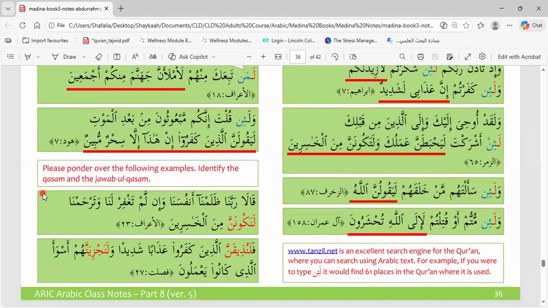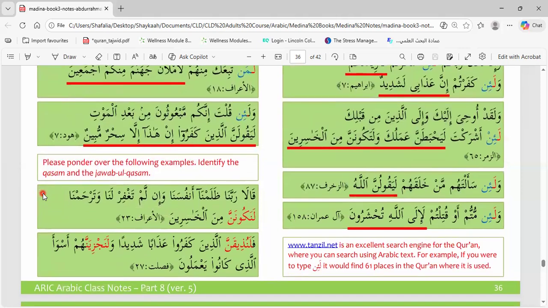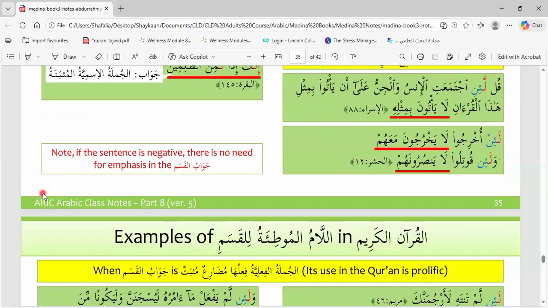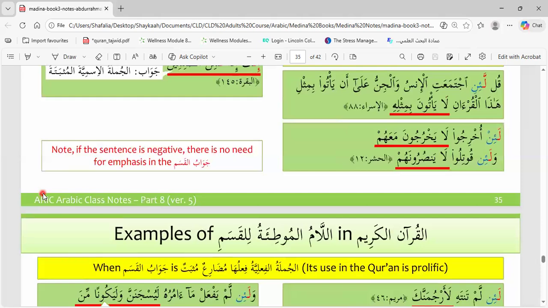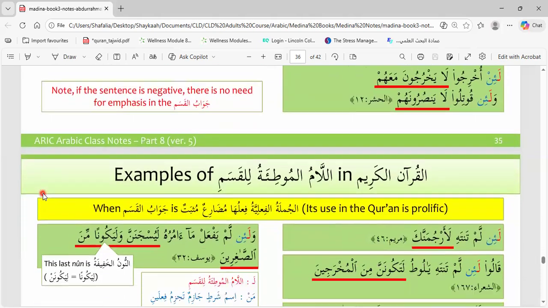You have some more examples here. Please ponder over the following example. Identify the qasam and jawab al-qasam. So here what you need to do is look at the qasam and then what is the jawab al-qasam. Remember, there doesn't need to be an emphasis on the jawab. Like we said in the example, if the sentence is negative, there's no need for emphasis on the jawab al-qasam.